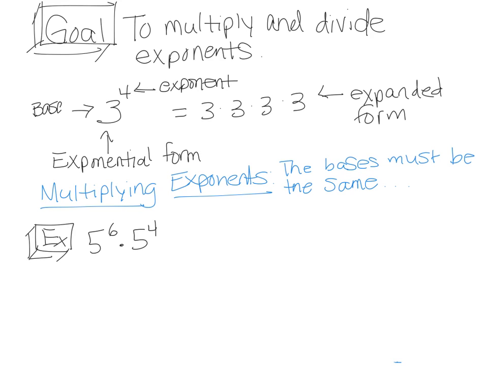So 5 to the 6th times 5 to the 4th. Notice that you both have 5s. Now I know that I can combine them. So how do we do that? You have 6 5s to start with.